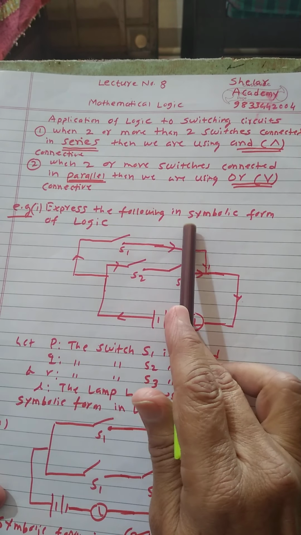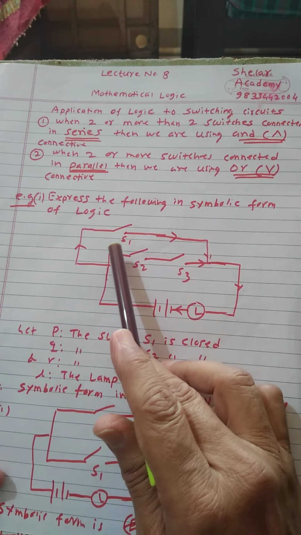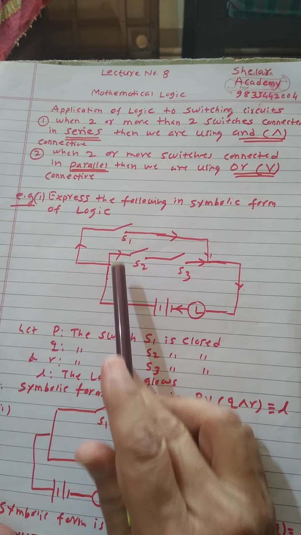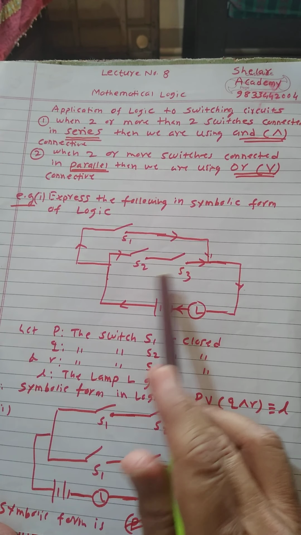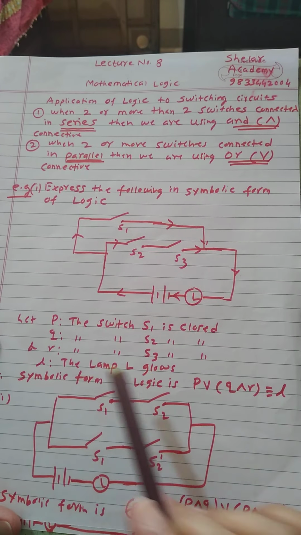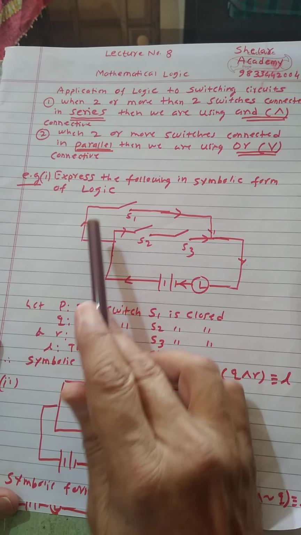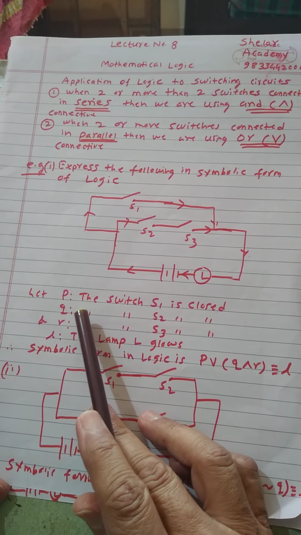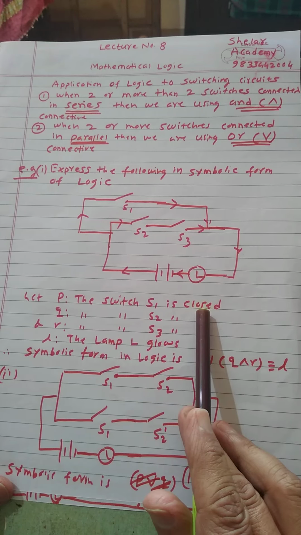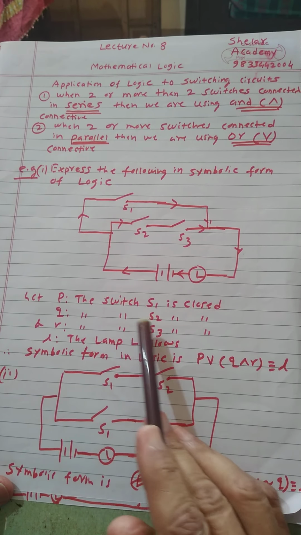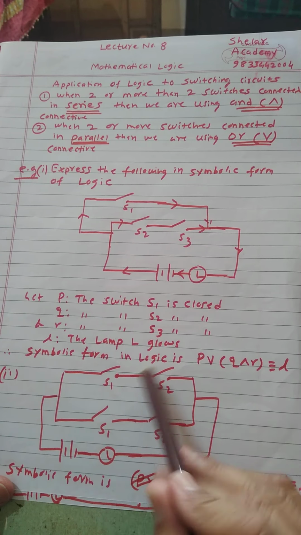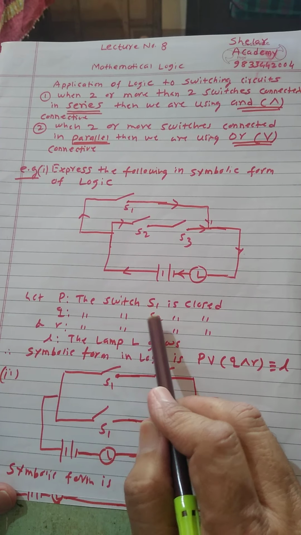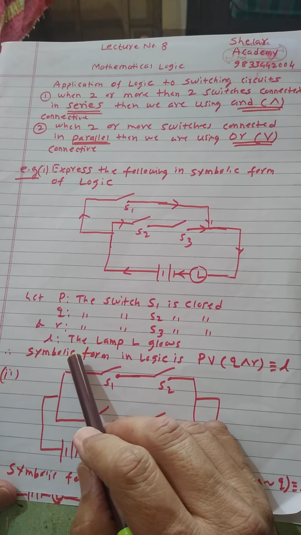Example: express the following in symbolic form of logic. The circuit is given: power supply, then switch S1, switch S2 and switch S3, and the direction of current. The light will glow when the circuit is closed, that is, when the switches are closed and current flows. P: the switch S1 is closed. Q stands for the switch S2 is closed. R stands for S3 is closed. That means we are using the symbol P for S1, Q for S2, R for S3.